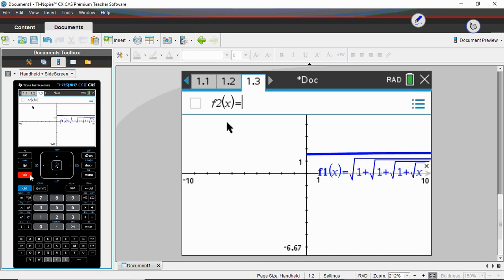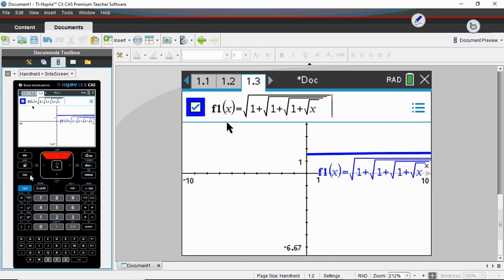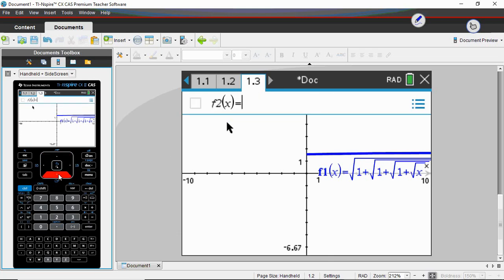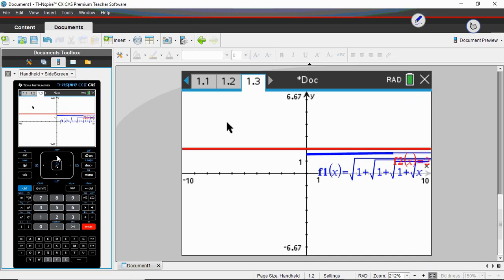Now I could have also not pressed enter, and instead from this screen we could just press down and it would bring me to f2 of x. If I press down again, it'll be f3 of x and f4 and so on. Anyway, back in f2 of x, I'll just type in the right-hand side of the equation, which was 2. Now that is a horizontal line, and that is exactly at the y value of 2.